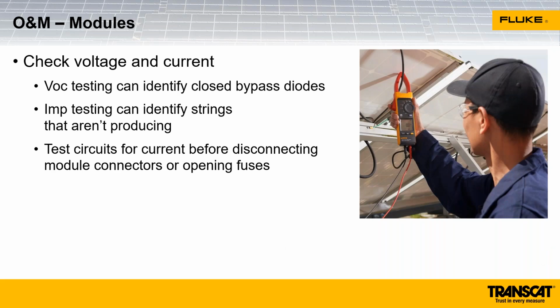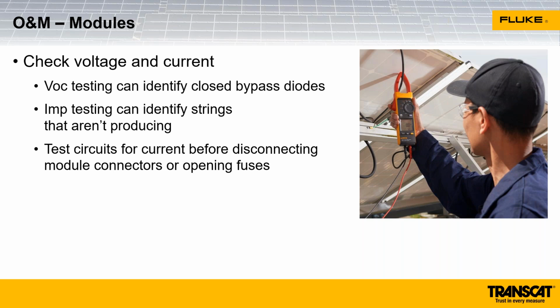Okay, other module tests we can do: voltage and current testing. Open circuit voltage testing can often identify issues with bypass diodes. Typically modules either have 3 or 6 bypass diodes, although module technology is changing quite rapidly, so there are other variances in the field. But by doing this open circuit voltage testing, if you have a bypass diode that is operating in a module that has 3 bypass diodes, you'll see a third less voltage than you would typically expect.